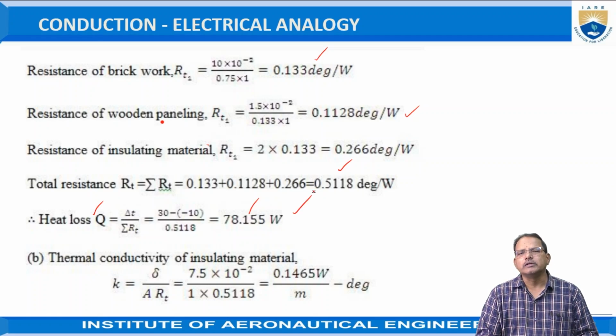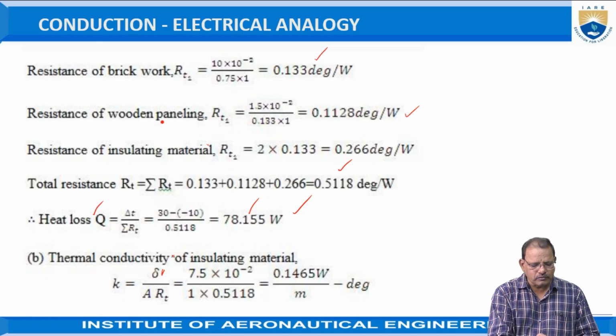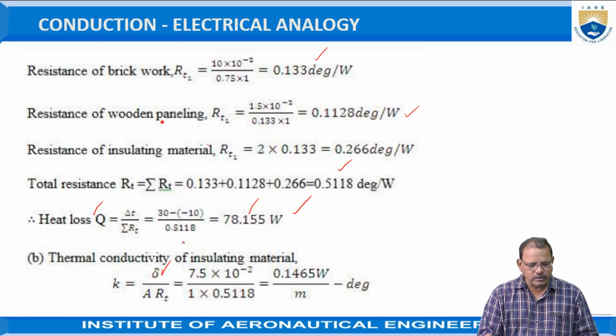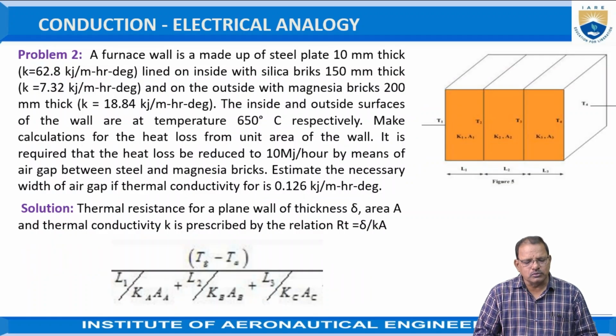The thermal conductivity of the insulating material is K equal to delta divided by RT. From this relationship, we get 7.5 into 10 to the power of minus 2 divided by 1.05118, which is equal to 0.1465 watts per meter per degree. So this is the answer. Now the problem 2.